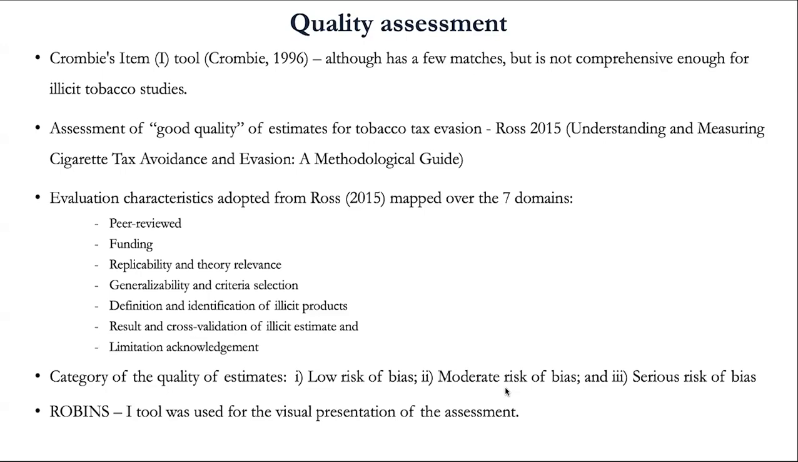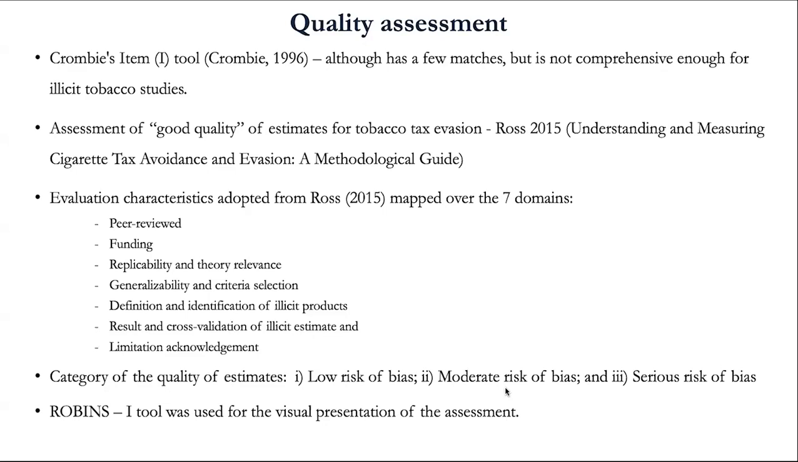The evaluation characteristics that we received from that framework were mapped over 7 domains on which we appraised the included studies. Those domains, as you can see on the screen, were whether the studies were peer reviewed, who funded the study, how much was the replicability and theory relevance of the study, how much was the generalizability, what was the criteria for defining the product as illicit, and then a definition and identification of the illicit products, results and cross-validation of the illicit estimate, and whether the study acknowledged its limitations or not.